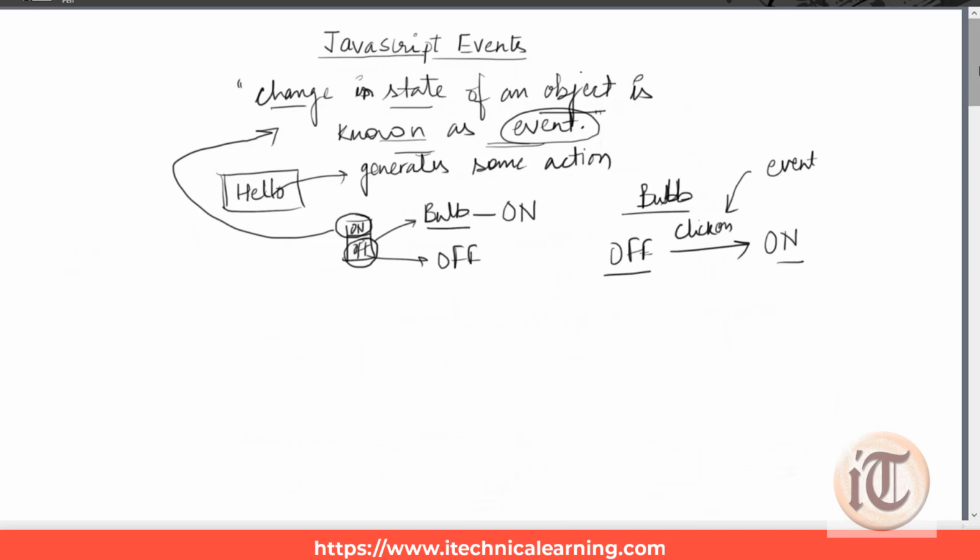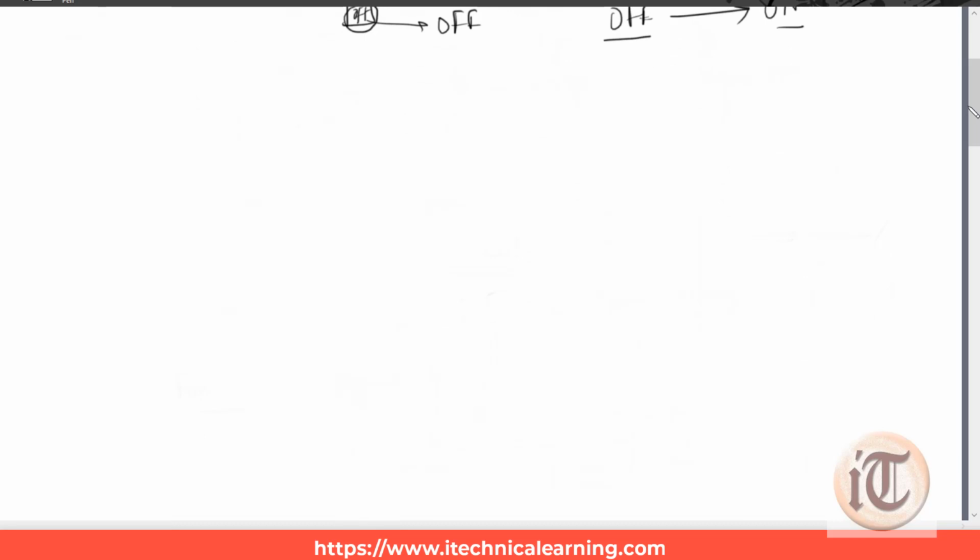If we talk about JavaScript, then we know JavaScript is associated with HTML, and this HTML contains various elements. Any activity that causes changes of state in these elements is actually performed by events, and these events are caused with the help of JavaScript.